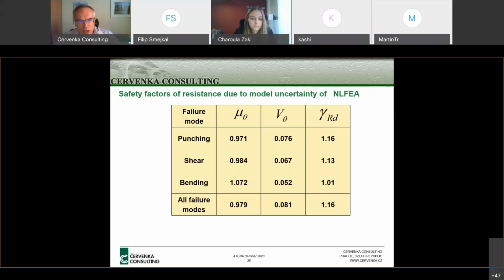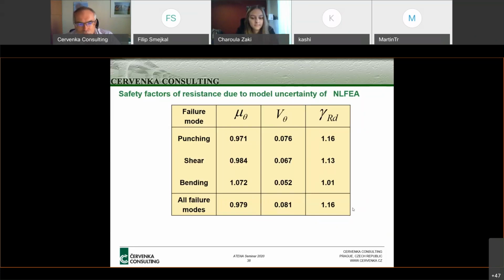So what I want to say about this punching, I'm sorry, not punching, but the safety factors for model uncertainty, is that we can use them specifically if need be. If we know that our structure is really failing in bending, that means mainly by reinforcement yielding, we can apply uncertainty factor 1.01. If we know that it is really a punching problem, we have to apply 1.16.